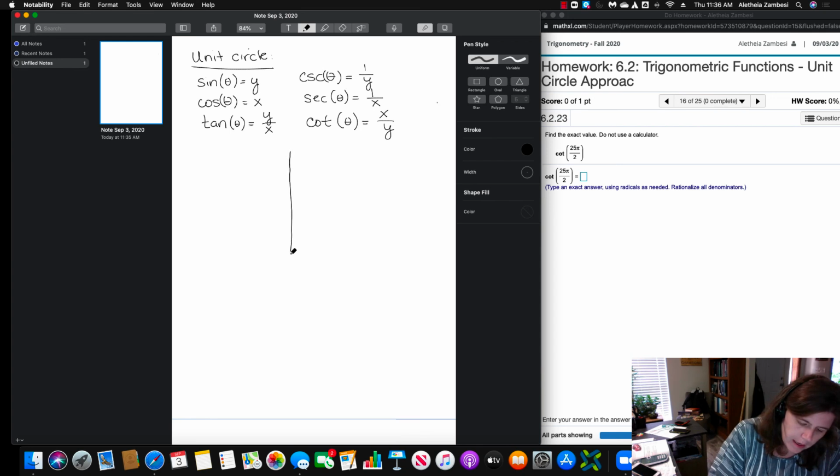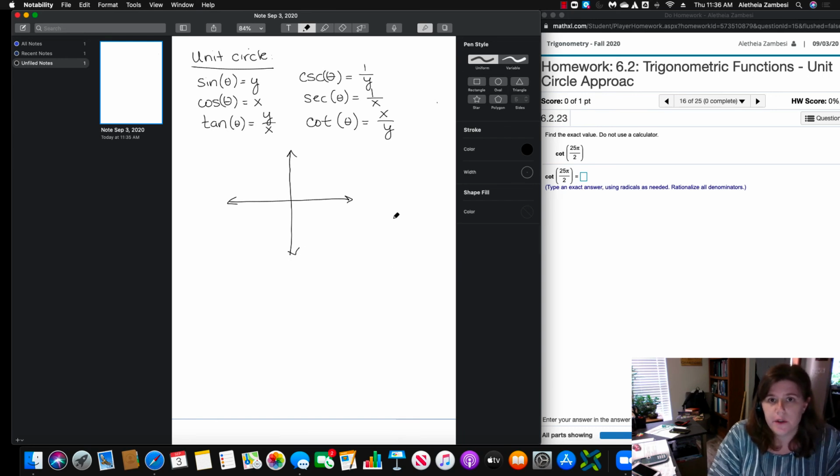And I have 25 pi over 2, which, if we're talking about radians, the unit circle goes around to 2 pi, but then it continues on, so I can find a coterminal angle just by counting around the circle. So this point here is 0, pi over 2, 2 pi over 2 or pi, 3 pi over 2. Continuing on, we get to 2 pi, or 4 pi over 2.